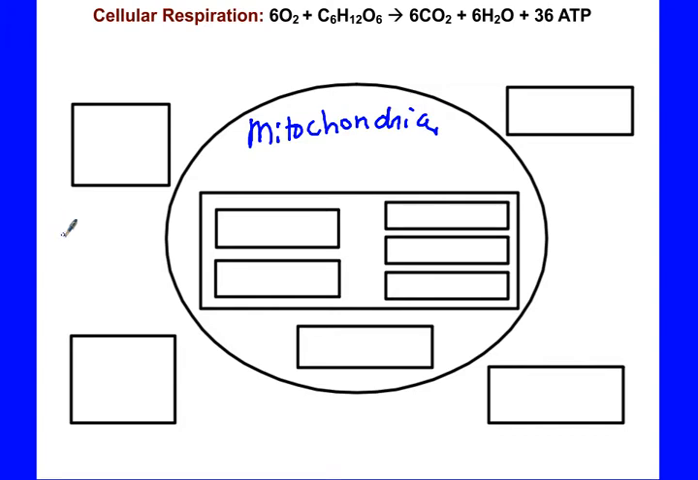And the first step is glycolysis. And it happens in the cytoplasm. This big circle thing is our mitochondria, so that has to happen outside of the mitochondria. And then again, our Krebs and ETC will happen on the inside of the mitochondria.